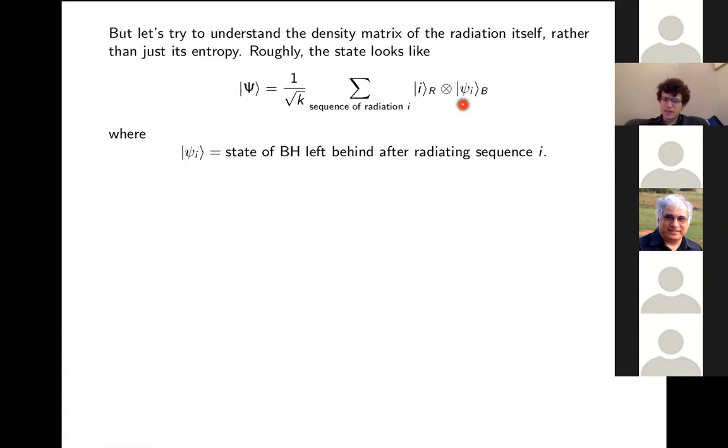So psi I is the state of a black hole that has emitted Hawking radiation in sequence I. That's what's written here. Psi I is the state of the black hole that's left behind after you've radiated a particular sequence of Hawking quanta. And K is a normalization factor related to the number of different sequences.